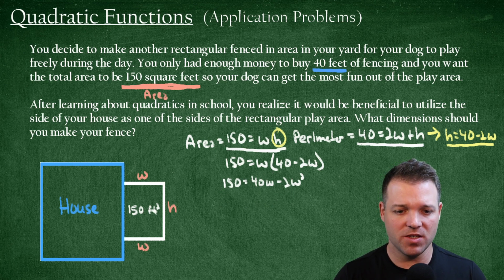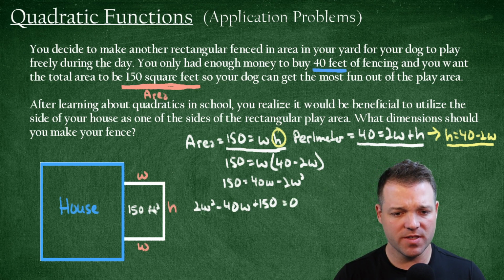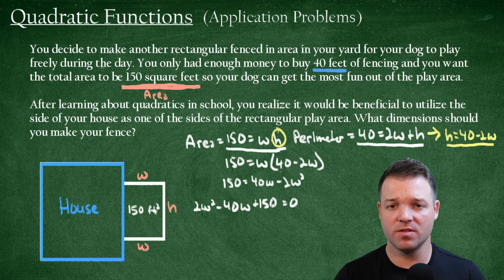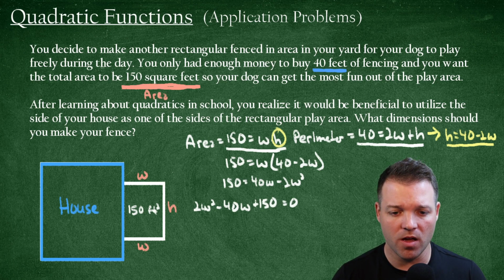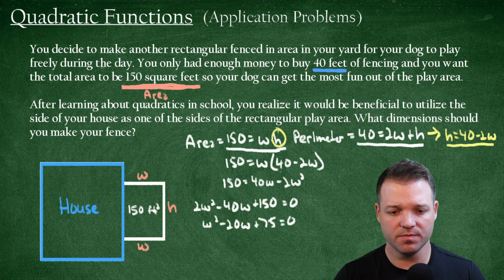So I'm going to add 2W over. So let's go ahead and write that. 2W squared, and I'm going to subtract 40W, minus 40W plus 150 is equal to 0 on this side now. All right, now I do notice that everything is divisible by 2. So since it's an equation, I am going to divide both sides and everything by 2, getting W squared minus 20W plus 75 is equal to 0.